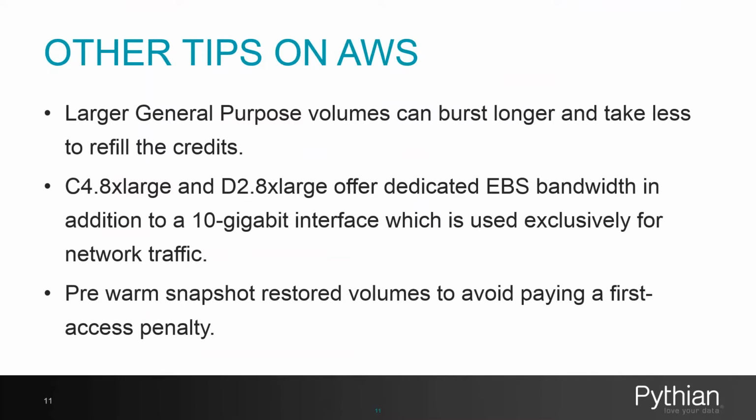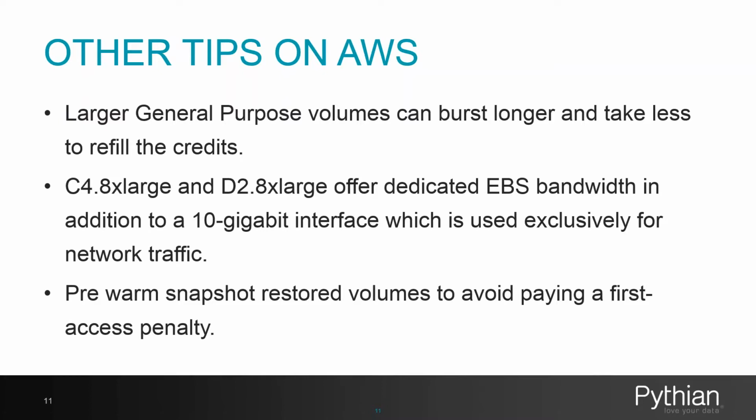Some other tips on AWS. Like I said, larger general performance volumes will burst longer and take less time to refill the credits. So if you're creating a volume for a database and you're thinking, well, it's only 150 gigabytes right now, but you're estimating that it's going to grow to 300 gigabytes by the end of the year, then you'll get better performance if you just create it right away as a 300 gigabyte volume.